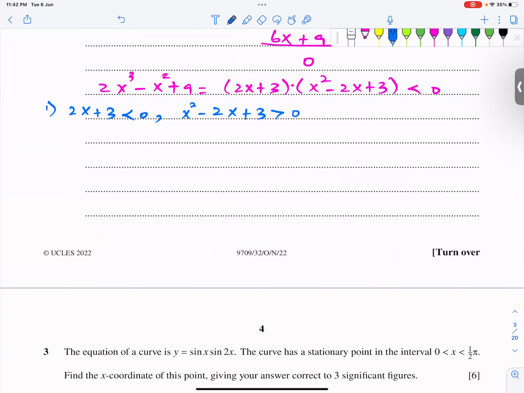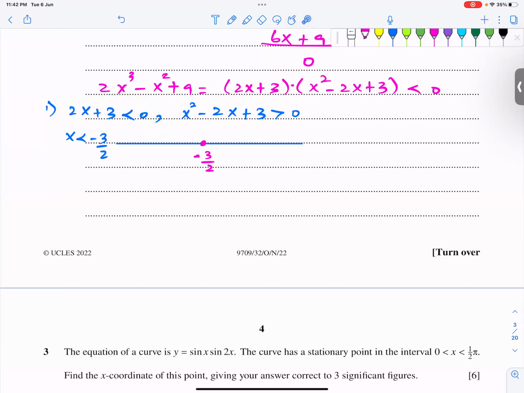So first solve this, you will get x less than negative 3 by 2. So just plot this value on the real line. So this will be minus 3 by 2. Now we have two portions, the left portion and the right portion. Now the left portion is true for this inequality.